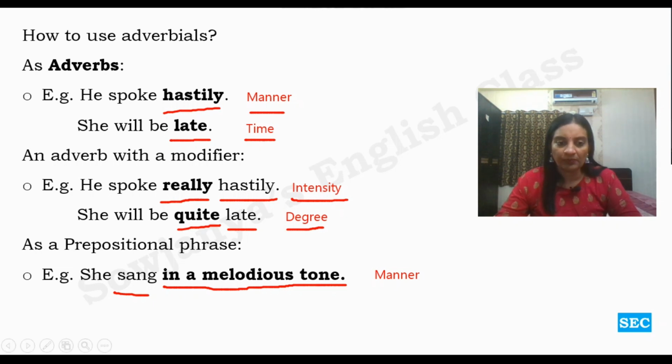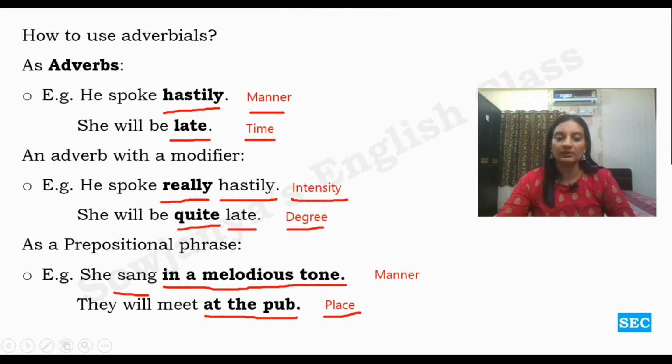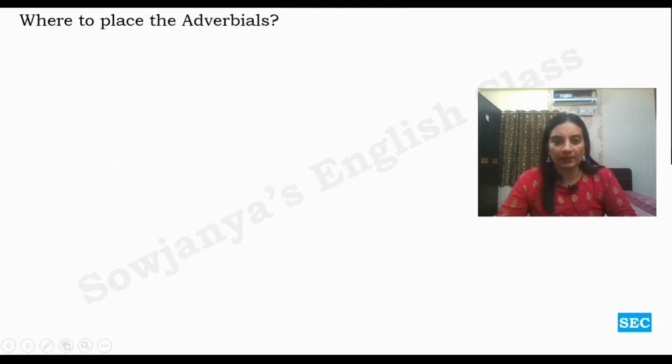And then they will meet at the pub. Here, at the pub is the prepositional phrase which is telling us where the action will take place. Place of the action. So this is how an adverbial can be used as an adverb, an adverb with a modifier, and a prepositional phrase as well. Where to place the adverbials?